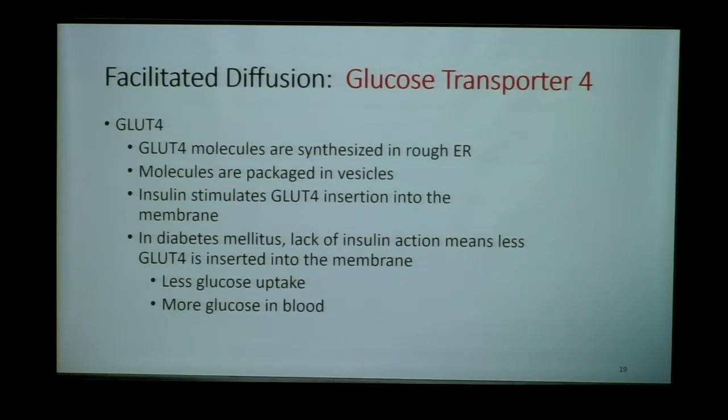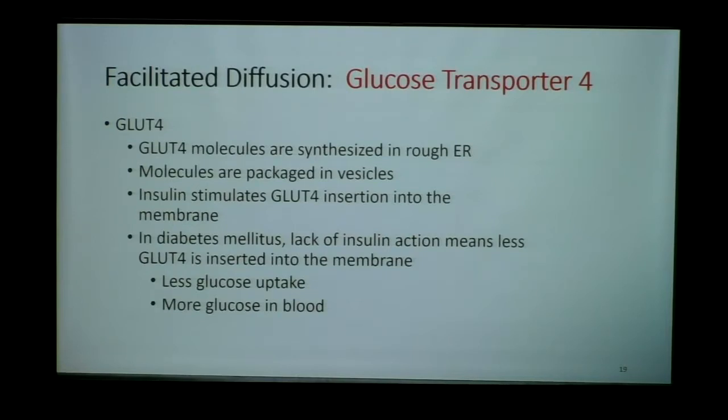Where a protein is made dictates whether it's going to be used internally in the cell, be exported, or used in the membrane. So it's made in the rough ER, it's going to be exported or embedded in the membrane. So it's packaged in vesicles, transported, inserted into the membrane, and this is how we facilitate the movement of glucose into the cells. Now in the case of diabetes mellitus, we don't have insulin acting as it should, and so we have less of these GLUT4 transporters in the membrane. And as a result, we cannot uptake glucose as efficiently.